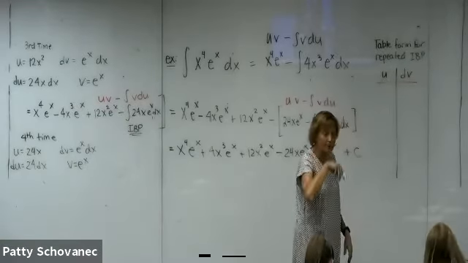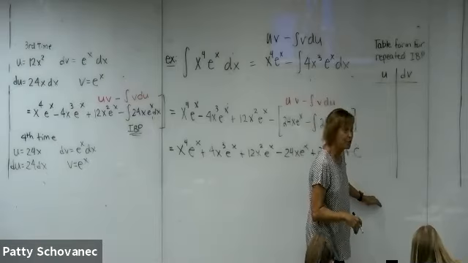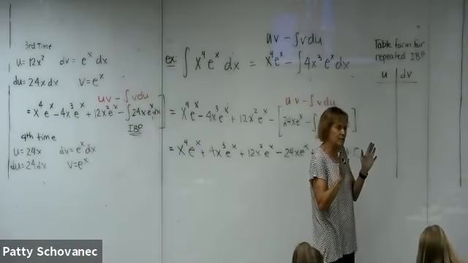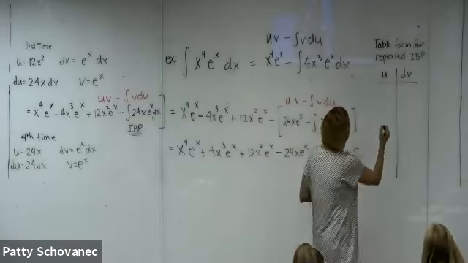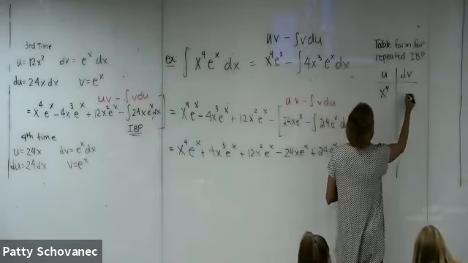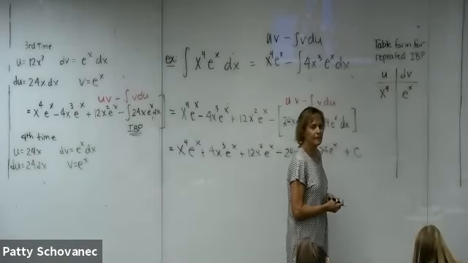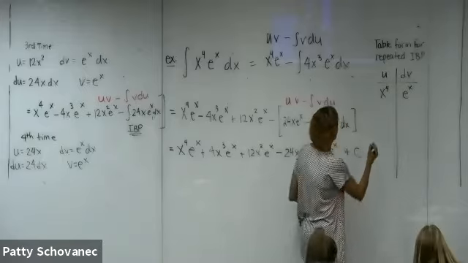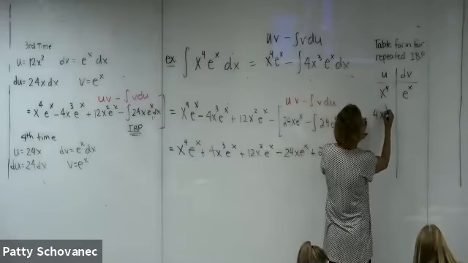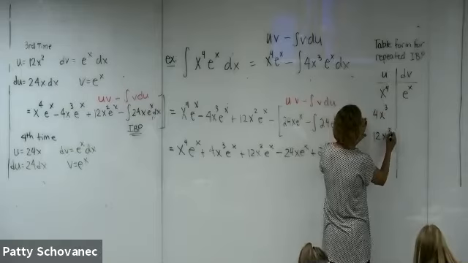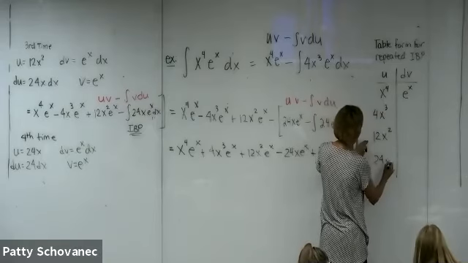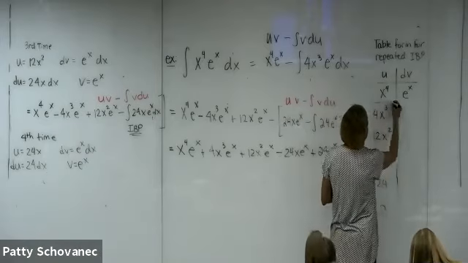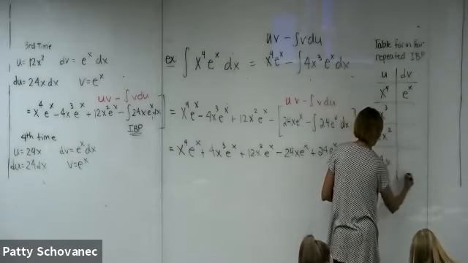U is the polynomial part, because we need something whose derivatives will vanish after a certain time. E to the x has an infinite number of derivatives, so I can't pick that as u. U has to be the polynomial term. And that leaves me with e to the x as the dv. Now we're going to take derivatives of x to the 4th until the last derivative is 0. So I'm going to have a 4x cubed, a 12x squared, 24x, 24, and now here's my 0. So we need a row for everything until we get a derivative of 0.